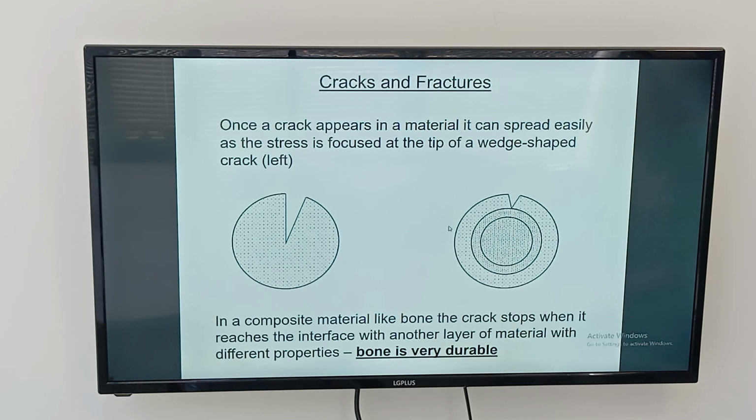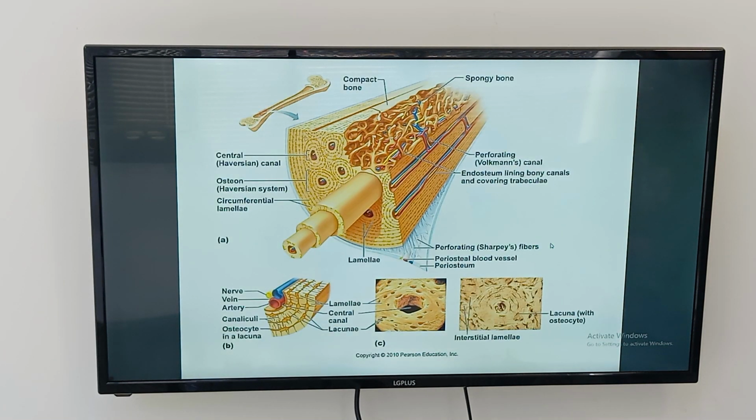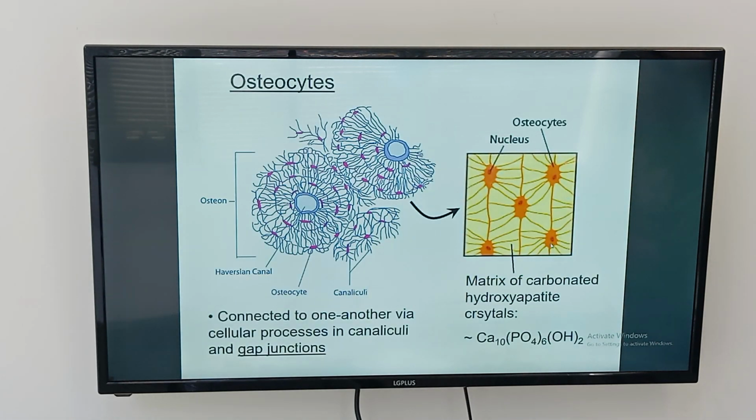In a composite material like the bone, because we said the bone is embedded in a matrix that will resist the stress applied, the crack stops when it reaches the interface with another layer of material of different properties. As you can see here, the bone is made of various layers, okay? So it can withstand whichever force or stress is applied to the bone.